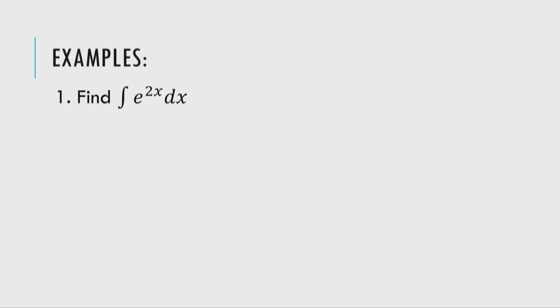Example 1. Find integration of e to the power of 2x with respect to x. It is equal to e to the power of 2x divided by 2, where 2 is the differentiation of the power 2x, plus c, which is equal to 1 over 2 e to the power of 2x plus c.